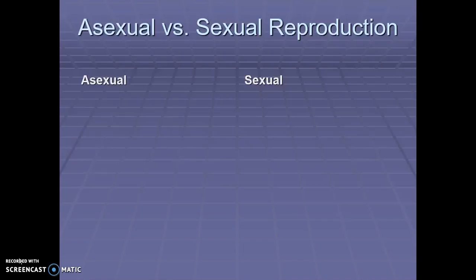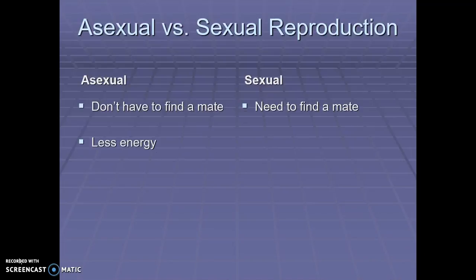Okay, so pros and cons of each. Asexual pro, you don't have to find a mate. You decide you're ready to reproduce and bam, you just do it. Sexual, that's a con. You gotta find a mate. Asexual pro, less energy. Just takes a few hours and boom, you're done, you reproduce.